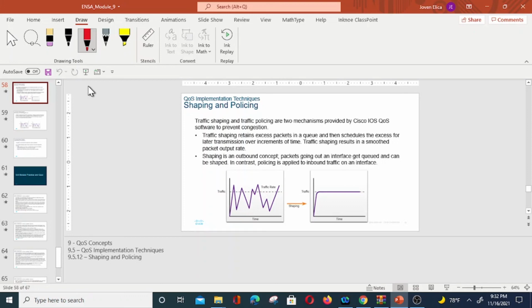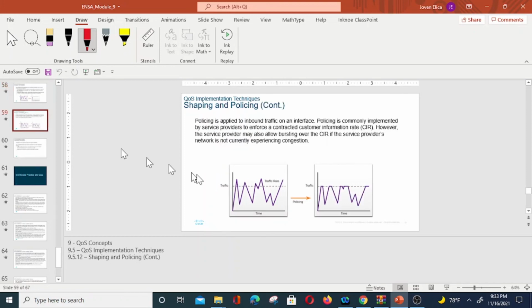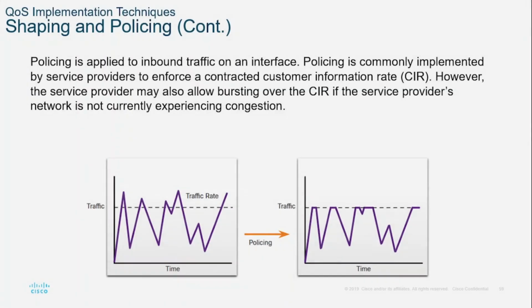In contrast, policing is applied to inbound traffic on an interface. Policing is commonly implemented by service providers to enforce a contracted committed information rate, or CIR. However, the service provider may also allow bursting over the CIR if the service provider's network is not currently experiencing congestion.